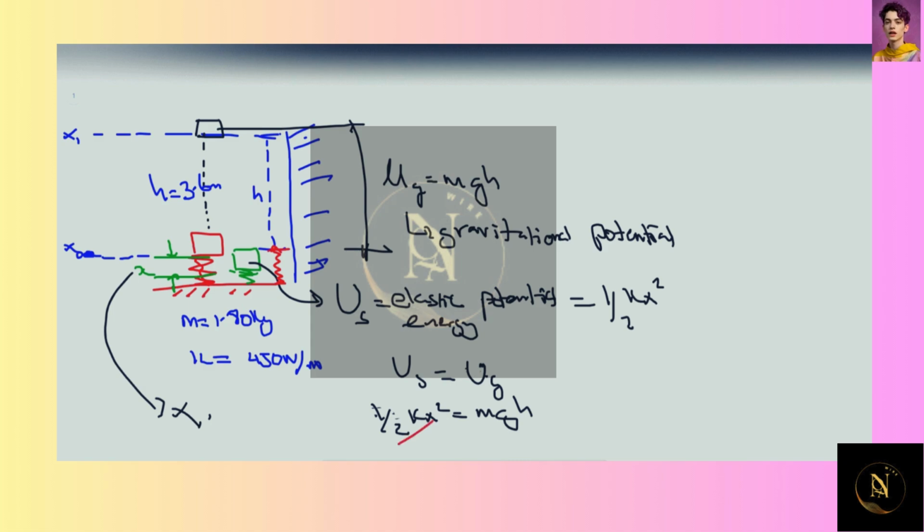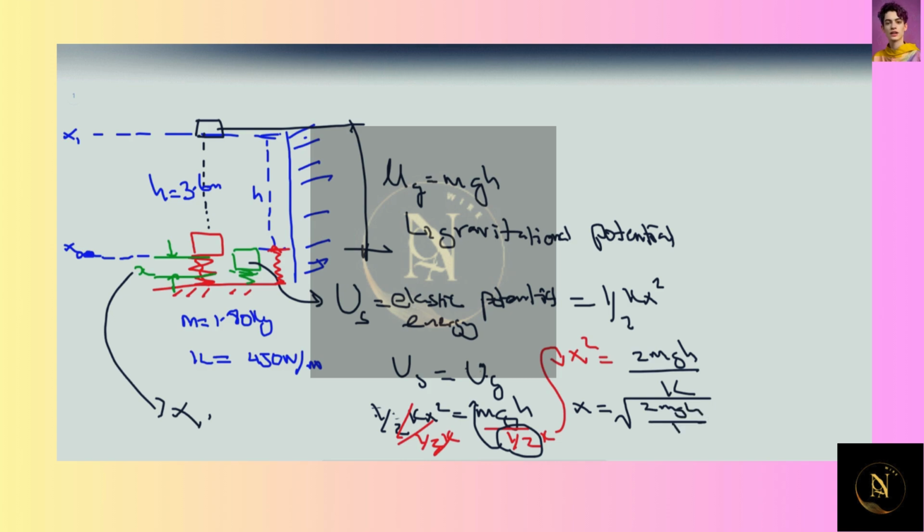Gonna solve for x, so 1/2 k over 1/2 k. These two cancel out, so x squared happens to be equal to this 1/2. When it comes up, it becomes 2, so 2 mgh all over k. And that helps us to solve for x by saying this is radical 2 mgh over k.